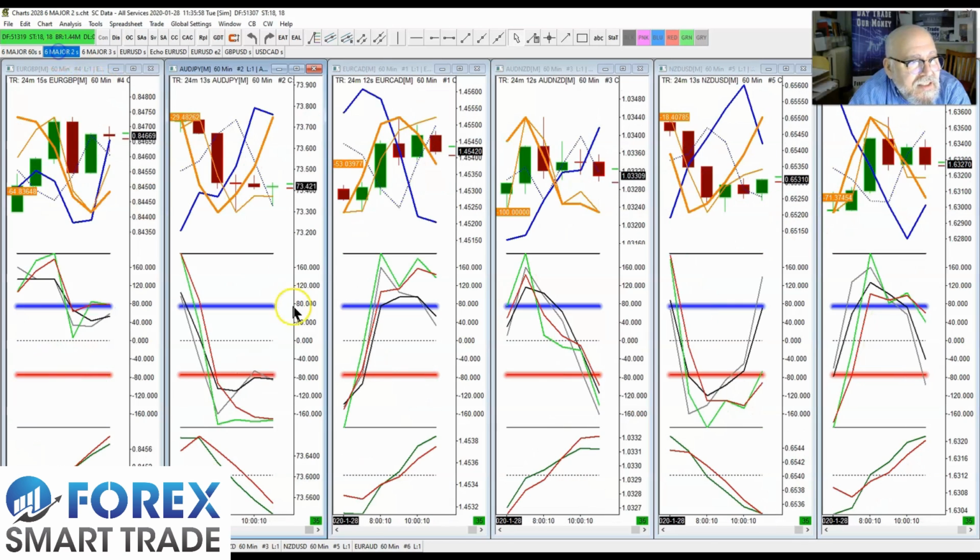So let's go to our second set of charts. These are non-US currencies. So Euro Pound minus 64 is a no.